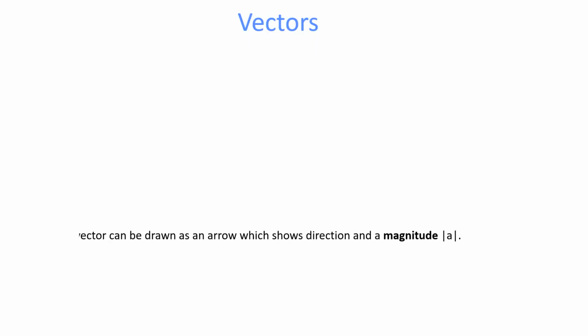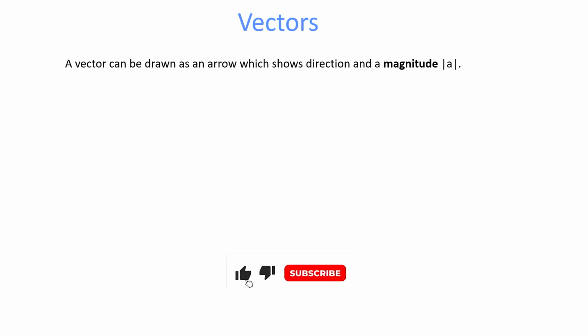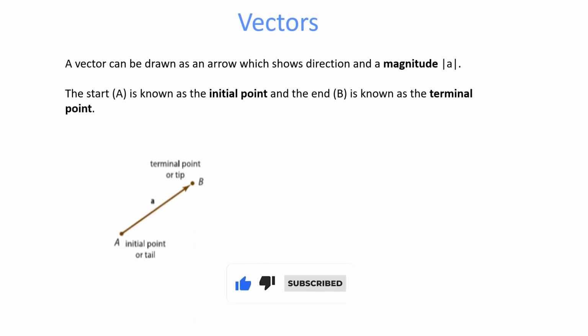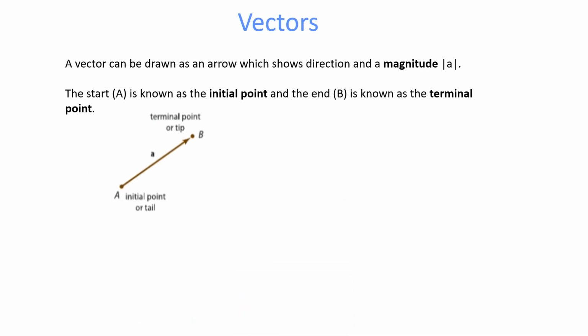A vector can be drawn as an arrow which shows direction and a magnitude A. The start is known as the initial point and the end is known as the terminal point. As we see on this diagram, A is the initial point and B is the terminal point.